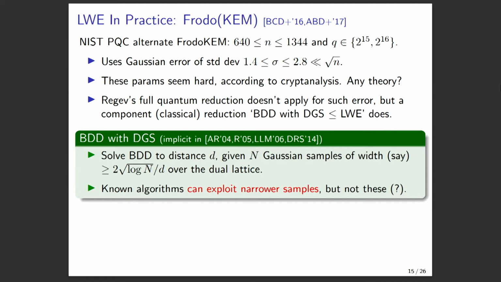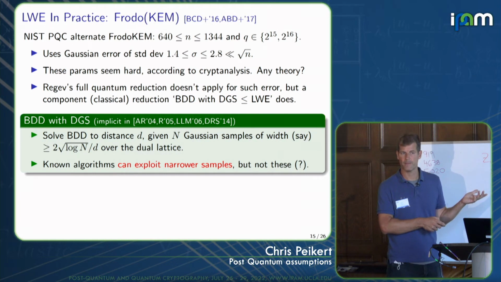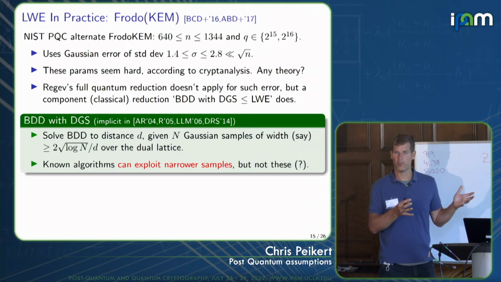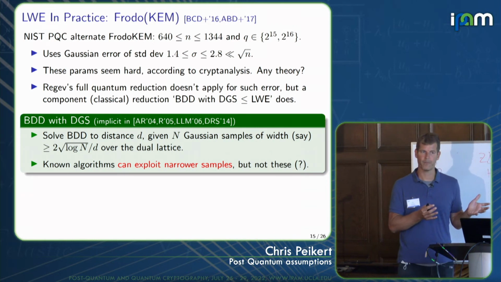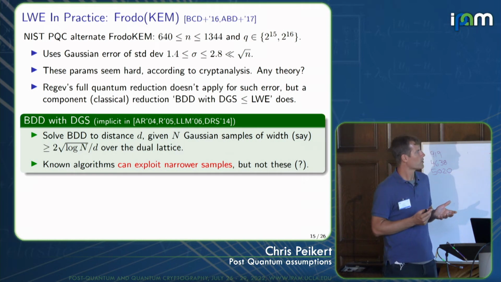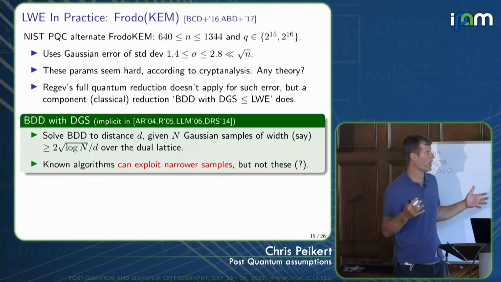So there seems to be some kind of threshold phenomenon or threshold behavior where I can solve BDD to distance d if you give me dual samples of width 1 over d, let's say. Okay? But if I give you samples of this width, slightly larger by a factor of root log n, the algorithms break down and they don't work anymore. They don't seem to be able to take any advantage of those samples anymore. So what we're working on here is just over the edge, just over the boundary of where these samples seem to be useful and how wide they are.